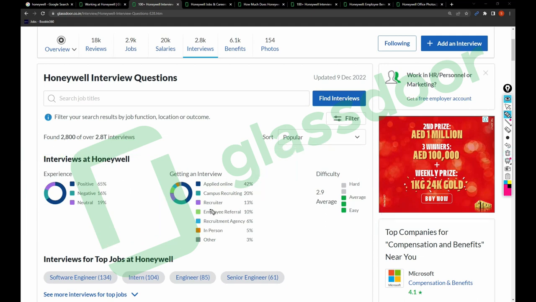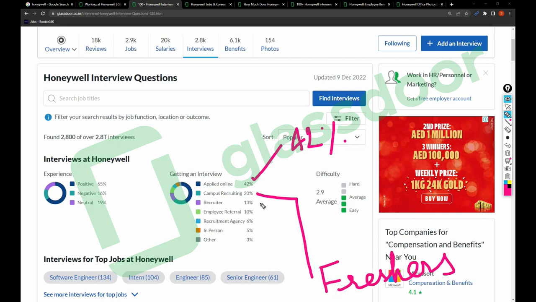So basically, friends, if you are applying online, there is a 42% chance to get an interview in this company, and 20% are campus recruitment, so you can assume these people are freshers. And recruiter, 13%. The recruiters will reach you directly through LinkedIn or by checking your resume on some online portals. And employee referral, 10%. If you know someone from Honeywell, just ask them for a referral.